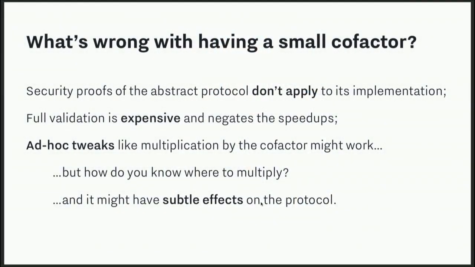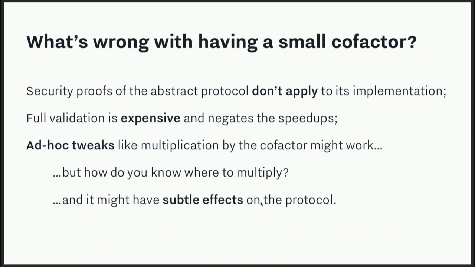What's wrong with it is that the security proofs for the abstract protocol don't then apply to your implementation. That could be bad. Having full validation that some input point lies in the prime order subgroup requires multiplying by that order, which is quite expensive. It'll negate most of the speed up that you'd get.